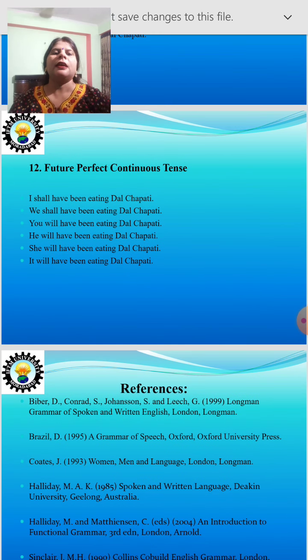In future perfect continuous tense we use shall have been or will have been plus first form of the verb plus ing. I shall have been eating dal chapati. You will have been eating dal chapati. It will have been eating dal chapati. Means in future perfect continuous tense we use shall have been or will have been plus first form of the verb plus ing.